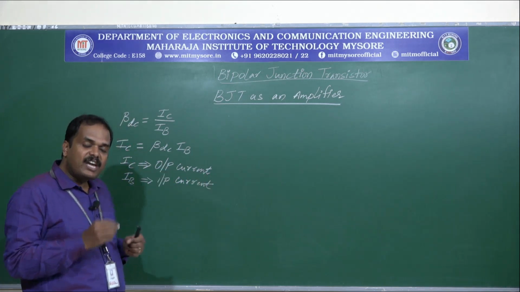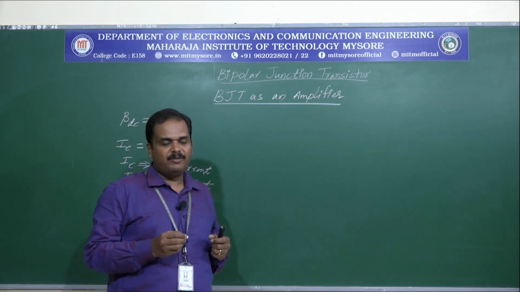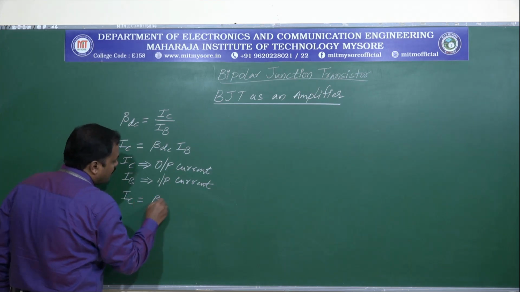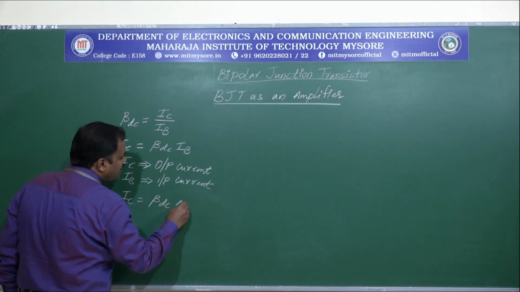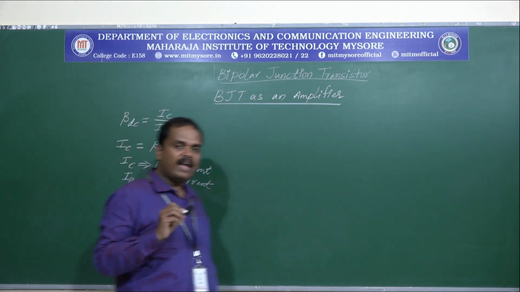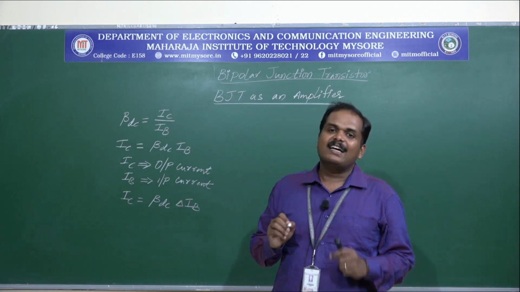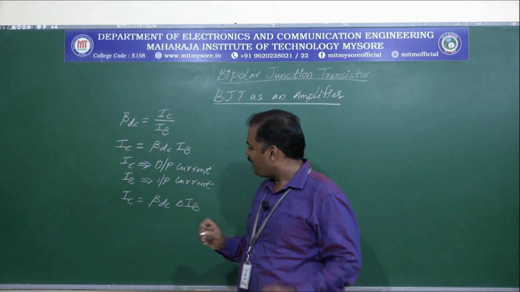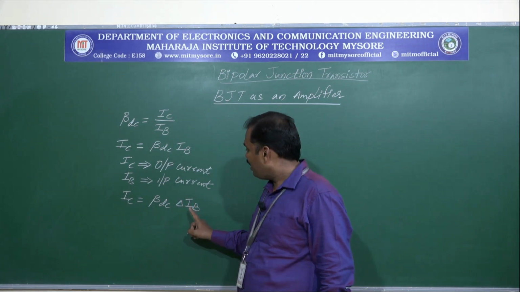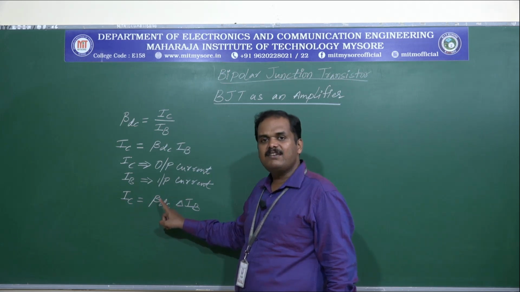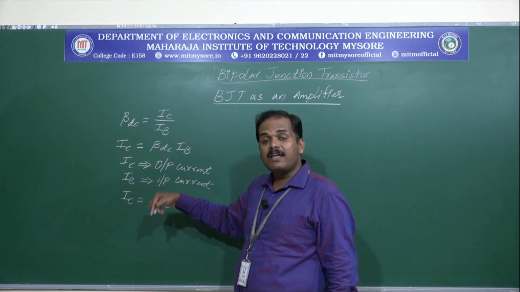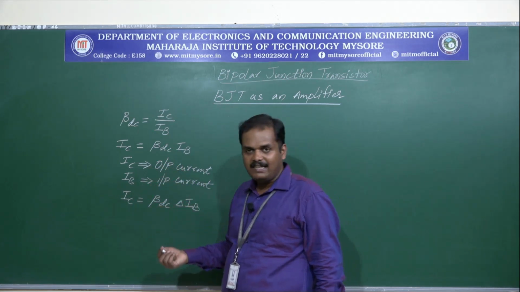Let us say there is a change in the input current IB. So here IC is equal to beta DC into delta IB, whereas delta IB indicates a small change in the input current IB. Because there is a small change in the input current IB and we have the beta DC, which is the current gain factor, the corresponding change will also be reflected in the output current IC.